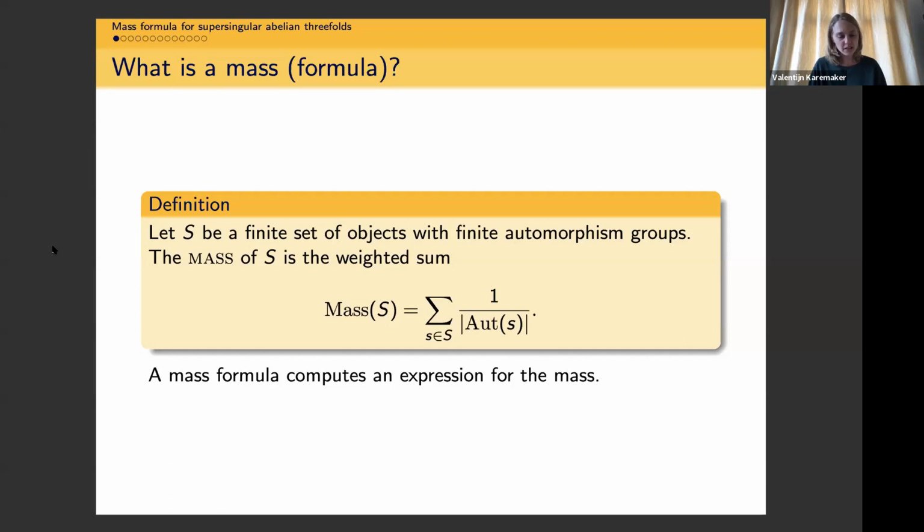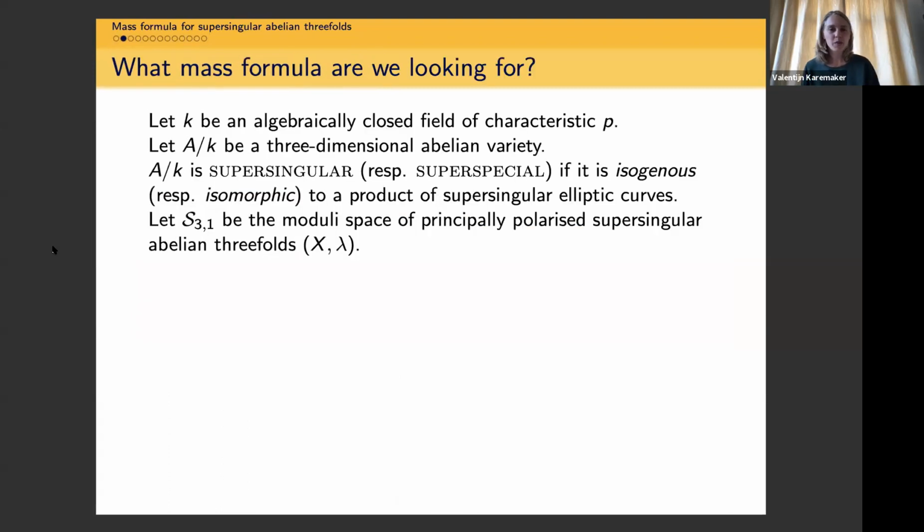And on the other hand, there's a philosophy that says that you should be counting weighted by automorphism groups to avoid double counting, so to speak. So that's a general mass. And then what are we going to be looking at? So here's a bit of a setup.